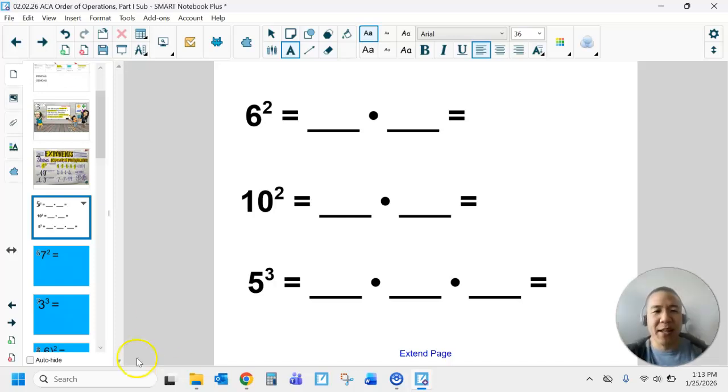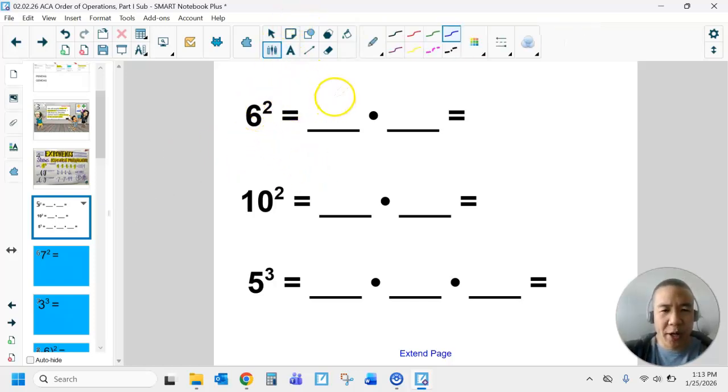Welcome back. Let's begin. The base is 6 and the exponent is 2. 6 squared. So 6 times 6, I'm hoping you wrote 36. If you wrote 12, we're not adding, it's repeated multiplication. 10 squared. 10 is the factor. I write it twice. 10 times 10 is 100.